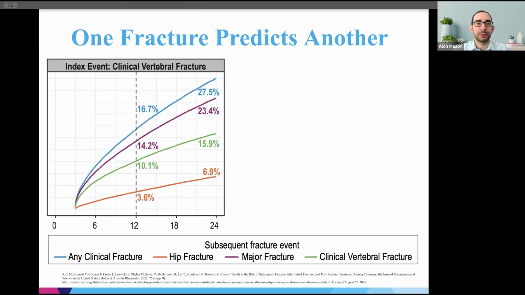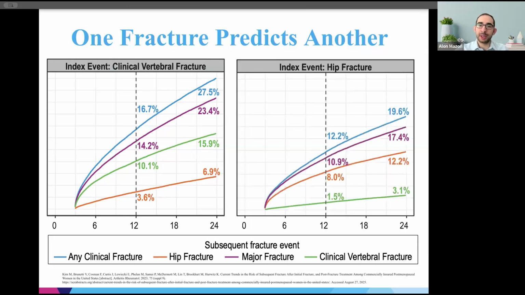From this very large retrospective analysis, we see that if a patient had a clinical vertebral fracture, they have a double-digit risk of a subsequent vertebral fracture within the next 24 months, specifically at 12 months, a 10.1% risk, and at 24 months, a 15.9% risk. And we see on the right-hand side that if the index fracture is a hip fracture, we see a similar trajectory in terms of increased fracture risk.